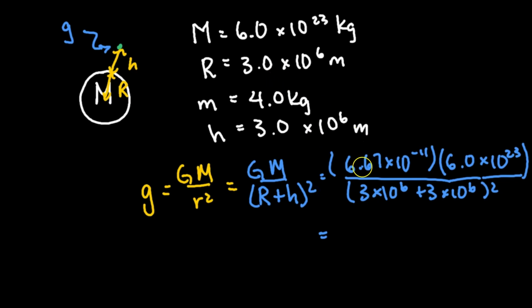And plugging in our known variables, we have 6.67 times 10 to the negative 11 times 6 times 10 to the 23rd, all divided by 3 times 10 to the 6 plus 3 times 10 to the 6, and that needs to all be squared, and we get 1.1 newtons per kilogram. And so that is the gravitational field at the location of our green object here. And remember that the R is not just the radius of the planet. We also need to add the altitude of where that green dot is.